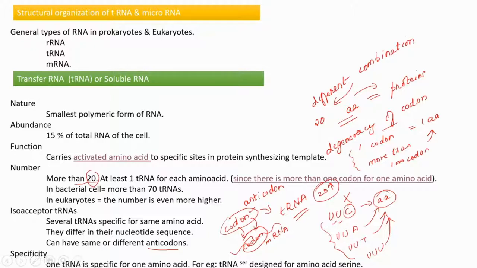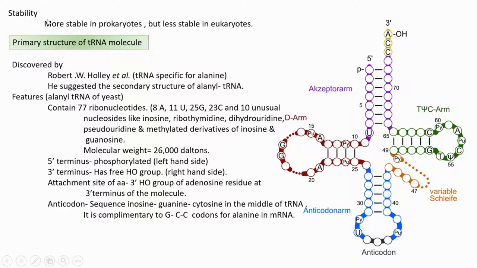Regarding the specificity, one tRNA is specific for one amino acid. For example, tRNA serine is designed for the amino acid serine. Then coming to stability: in prokaryotes, the tRNAs are more stable than those in eukaryotes. And coming to the structure.